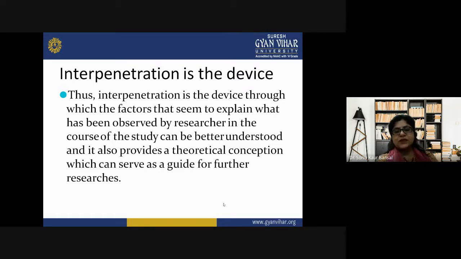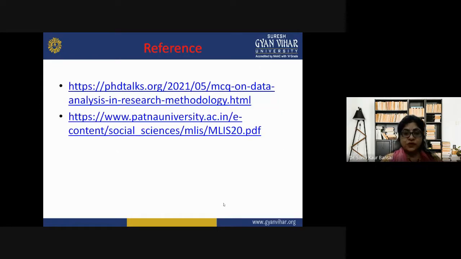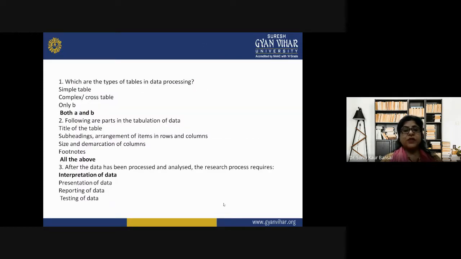Now let's understand what I mean by theoretical conception. Theoretical conception is something where, students, you have something in a theory form and you are receiving the idea. So this is what interpretation is doing, and how you have done the interpretation with the help of your collected data. Now these are some references, students, and now we are going to discuss some MCQs.